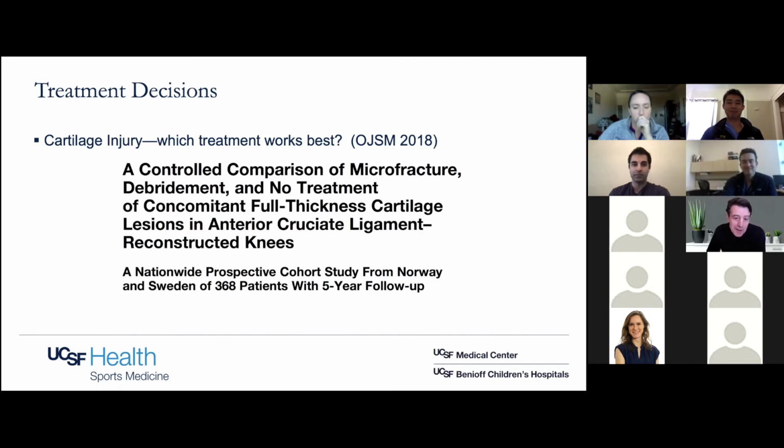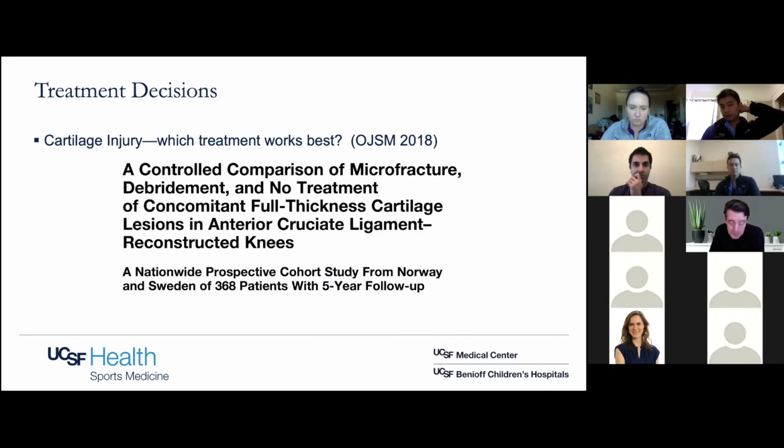Anyone else want to do something else? Let's just talk basically about leave it alone, debride it, or microfracture it. Anyone want to do something different? So I think, again, this is very surgeon dependent. I'd probably at a minimum just debride any loose edges. A smaller lesion, under 1 centimeter, I would probably actually microfracture just because we're there.